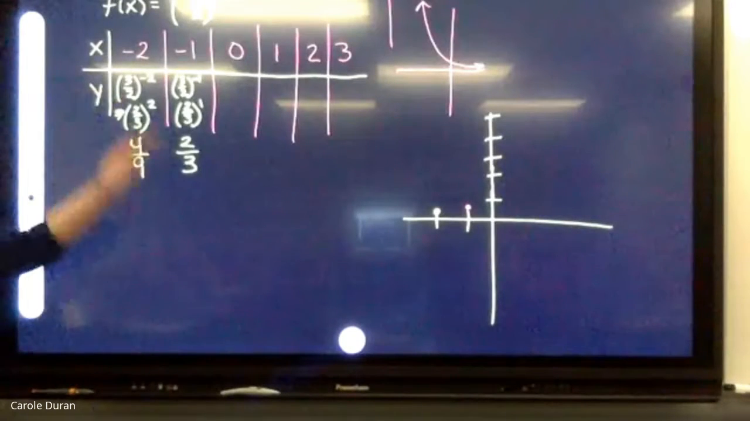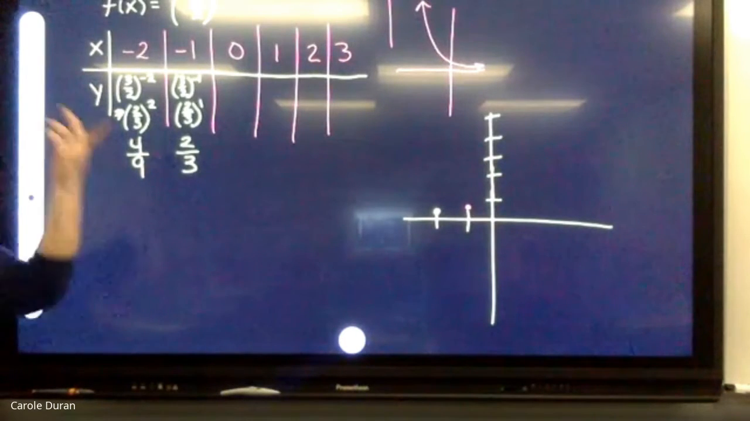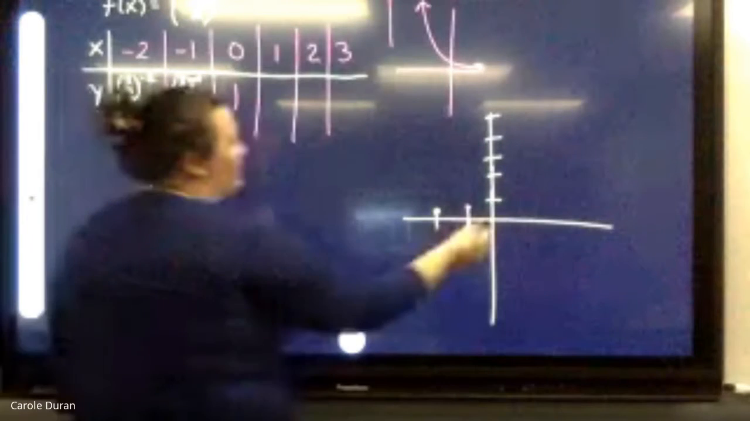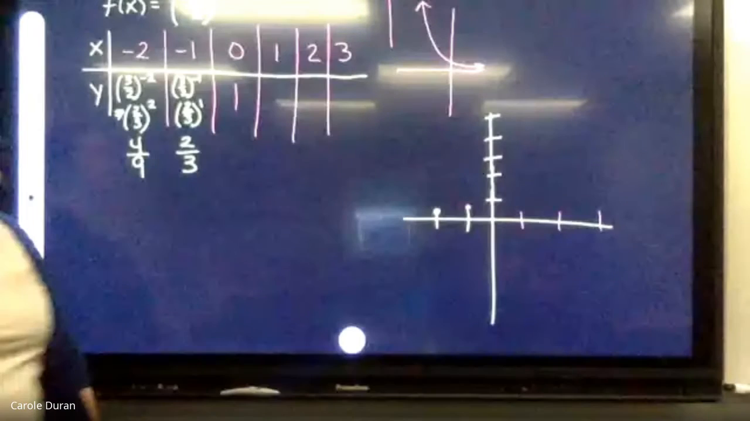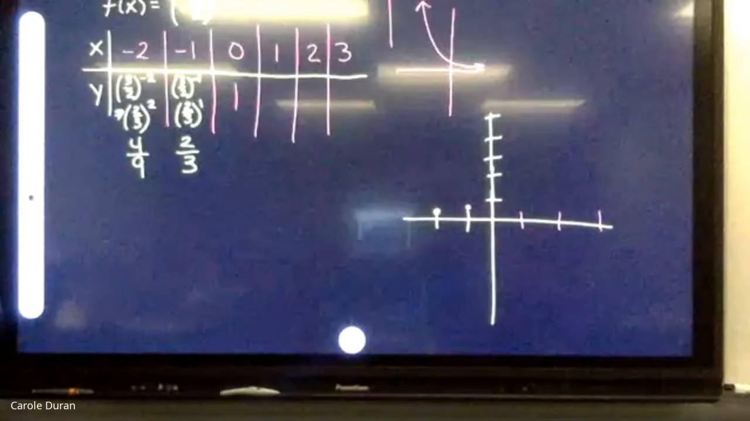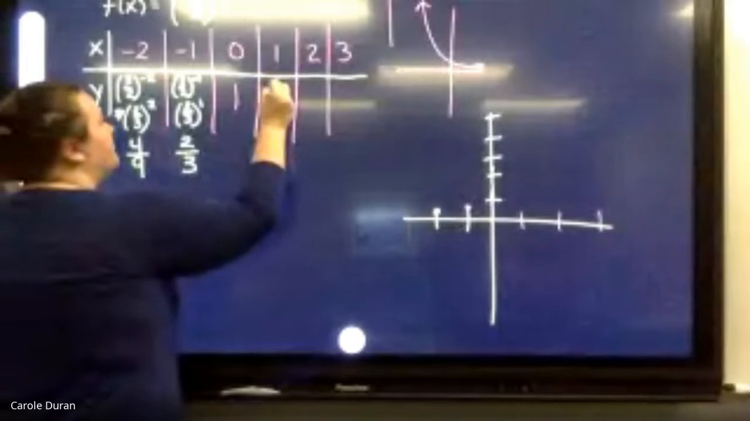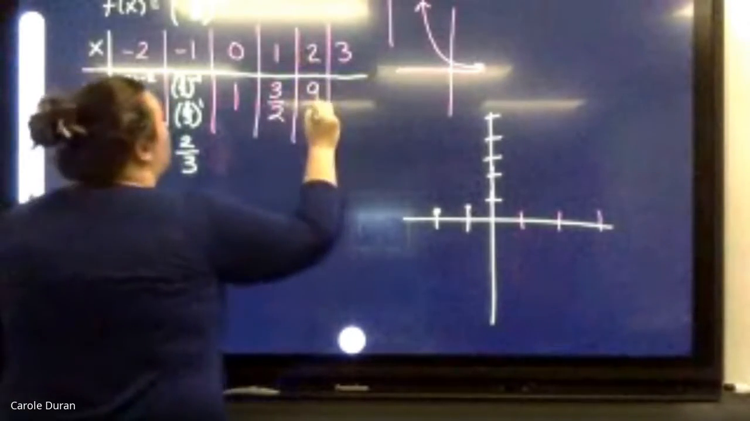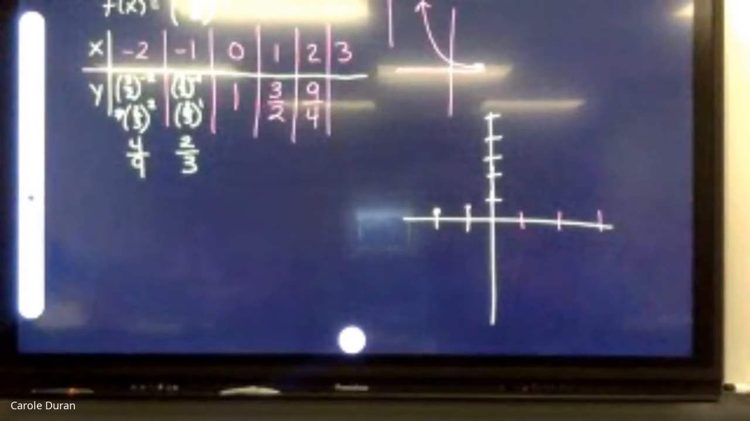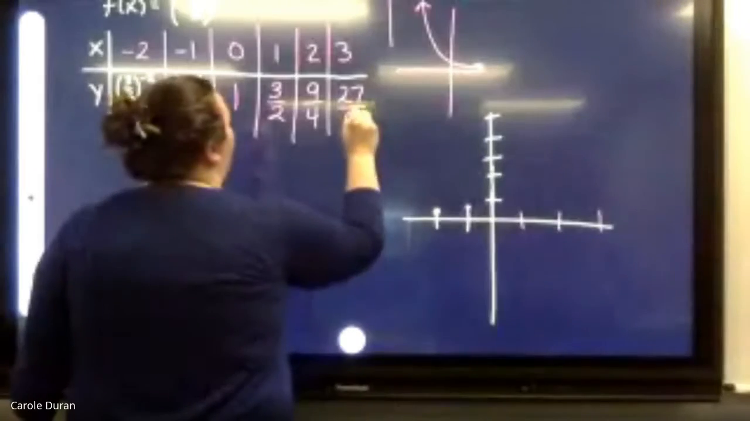And then we move on to the 0. What happens when I have 0 as an exponent? The answer is just 1. So at 0, my y value is 1. I repeat the same thing with 1, 2, and 3 in my positive exponents. I know 3 halves to the 1 power is just 3 halves. I know 3 halves squared is just 3 squared over 2 squared, which is 9/4. And I know 3 halves to the 3rd power is just 3 cubed over 2 cubed, which is 27/8. I go ahead and I plot all of these points.